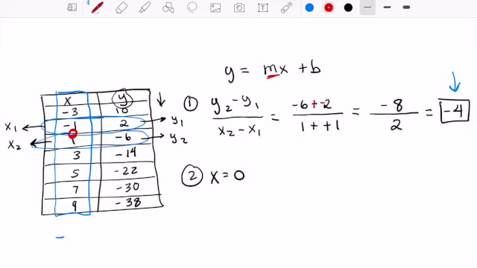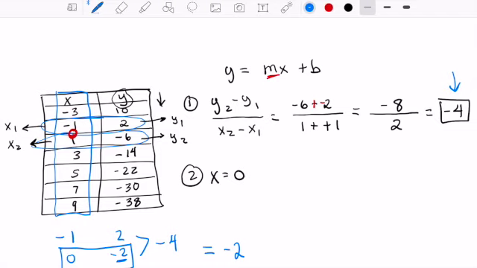So if we say that at negative 1, we have 2, at 0, something, and then at 1, we have -6. I know that I'm going down every time by -4. So if I take 2 and I subtract 4, I get -2. And that is my y-intercept.